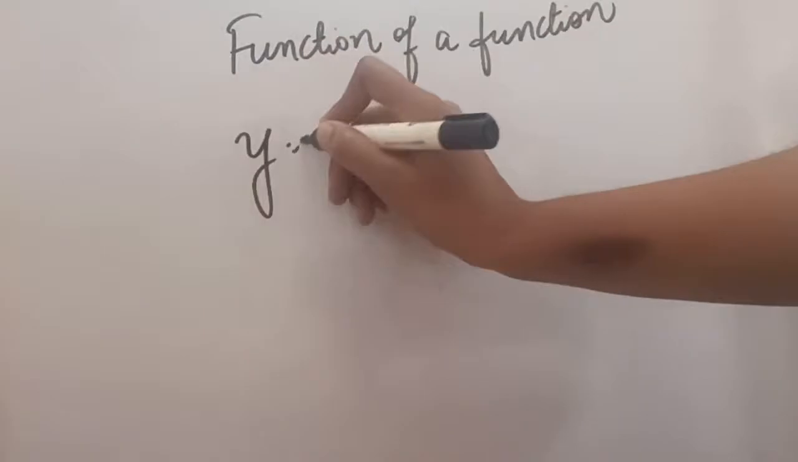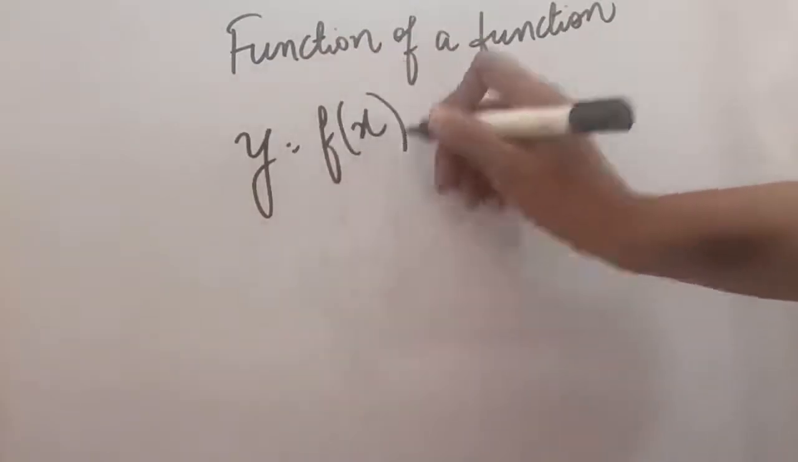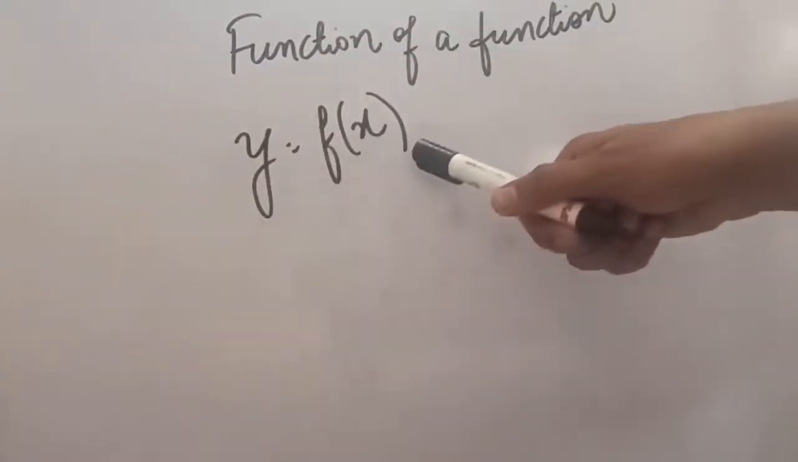The next topic is function of a function. To calculate the function of a function, we generally apply the chain rule. Let us first discuss what is function of a function. Till now what we have done is that y is a function of x. So y is a function of x. It is a very simple sort of equation.